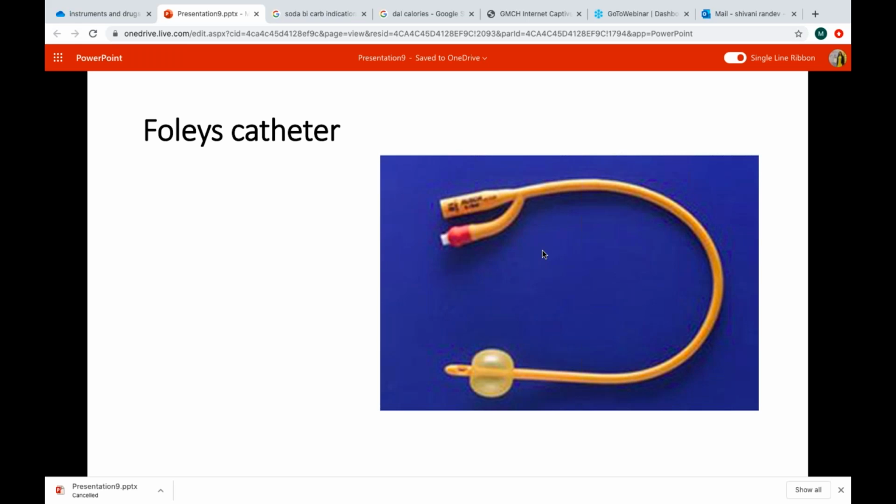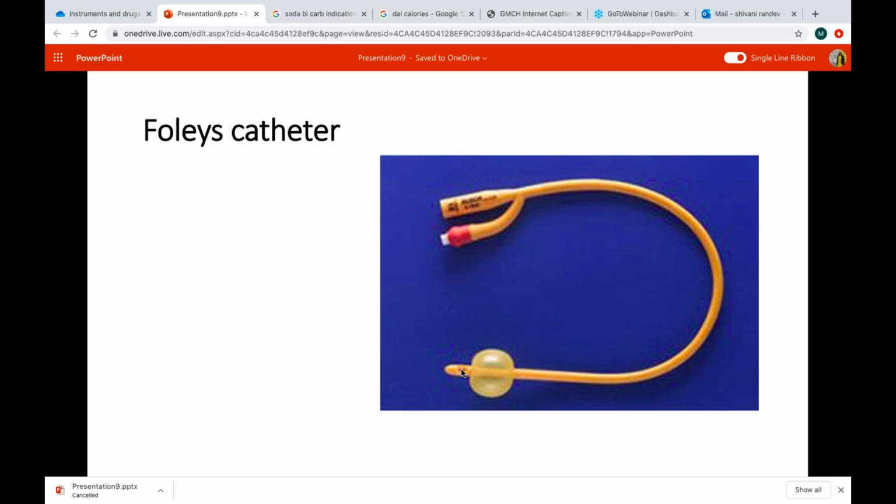For that, it can be used for collection of urine to send for analysis in a young child, and where voluntary collection is not possible, and it can be used to monitor urine output in a child in renal failure. So this Foley's catheter has these parts. So this is the part which goes inside. This balloon is deflated at the time when you insert this inside.